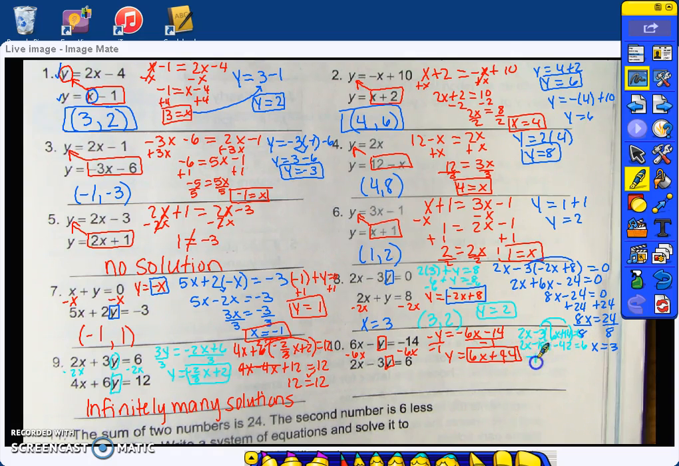2x minus 18x is negative 16x. Add 42 to both sides. That gives you negative 16x equals 48. Divide by negative 16. And 48 divided by negative 16 is going to give me negative 3. Plug that back into one of the original equations. And you'll get 6 times negative 3 minus y equals negative 14.